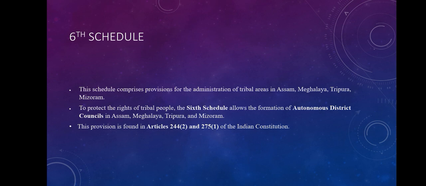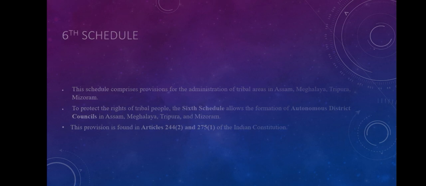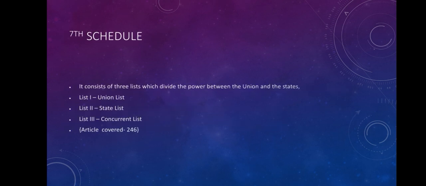To protect the rights of tribal people, the Sixth Schedule allows the formation of autonomous district councils in Assam, Meghalaya, Tripura, and Mizoram. This provision is found in Article 244(2) and 275(1) of the Indian Constitution. The Seventh Schedule consists of three lists which divide the power between the Union and the states.